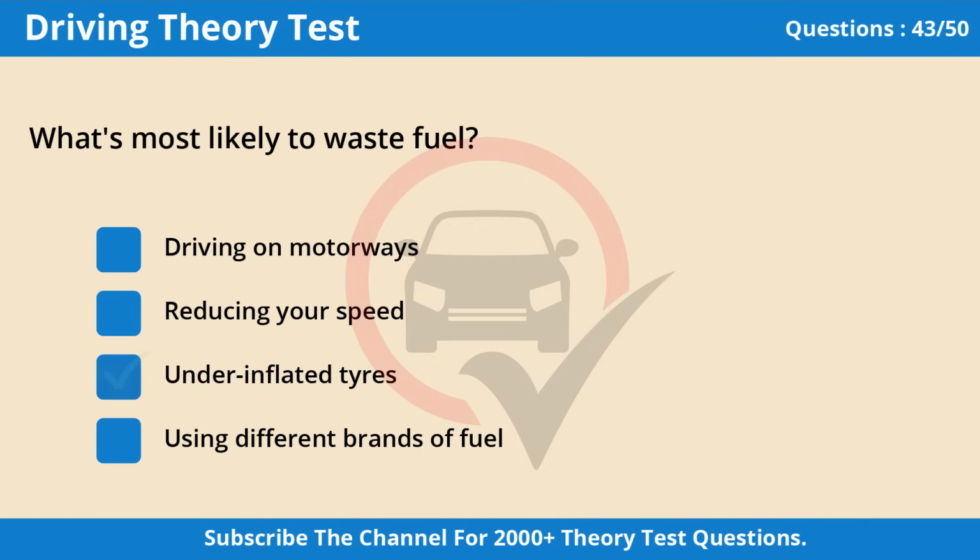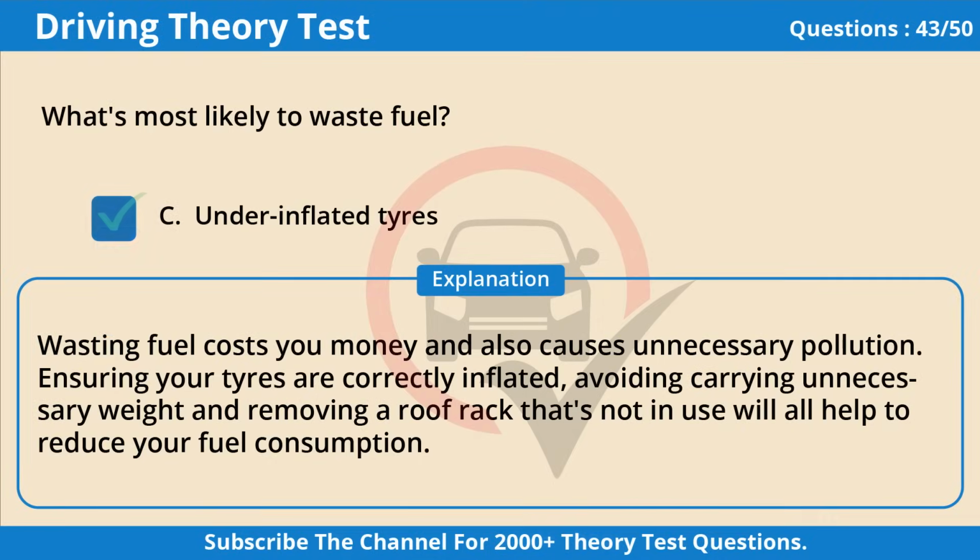C. Underinflated tires. Wasting fuel costs you money and also causes unnecessary pollution. Ensuring your tires are correctly inflated, avoiding carrying unnecessary weight and removing a roof rack that's not in use will all help to reduce your fuel consumption.